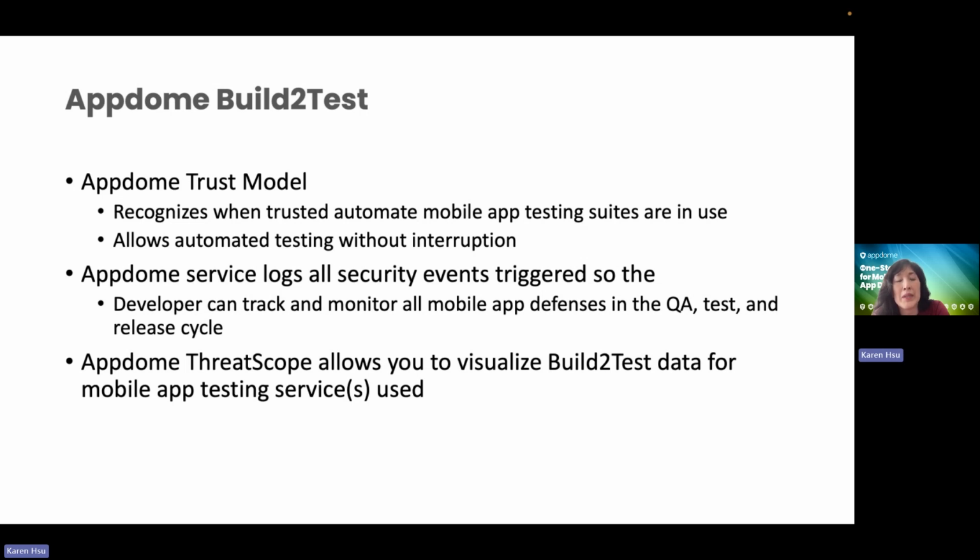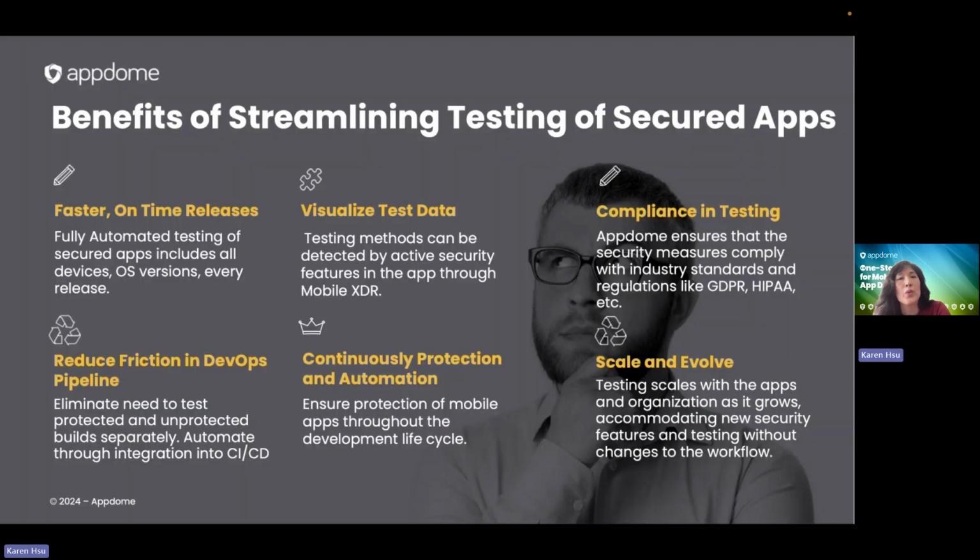And this means Appdome also has service logs for all security events triggered so that developers can track and monitor all the mobile app defenses in every part of the release cycle. And finally, Appdome allows you to visualize that this testing is working through Threat Scope, which allows you to see these events. So the benefits of streamlining testing of secured apps include, first of all, faster on-time releases.